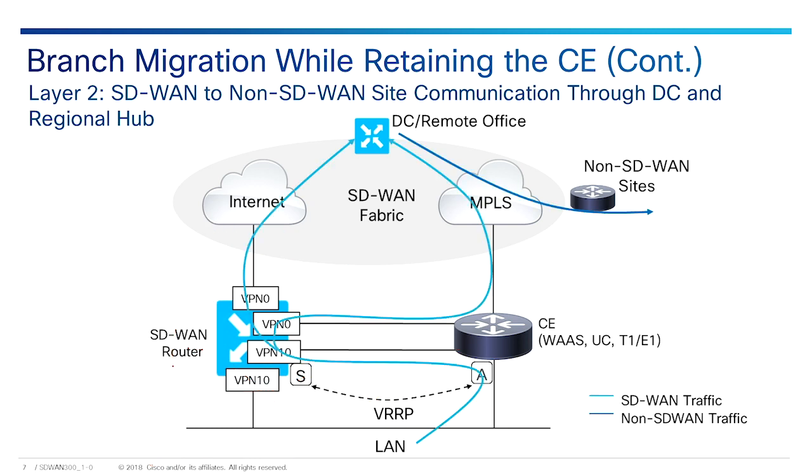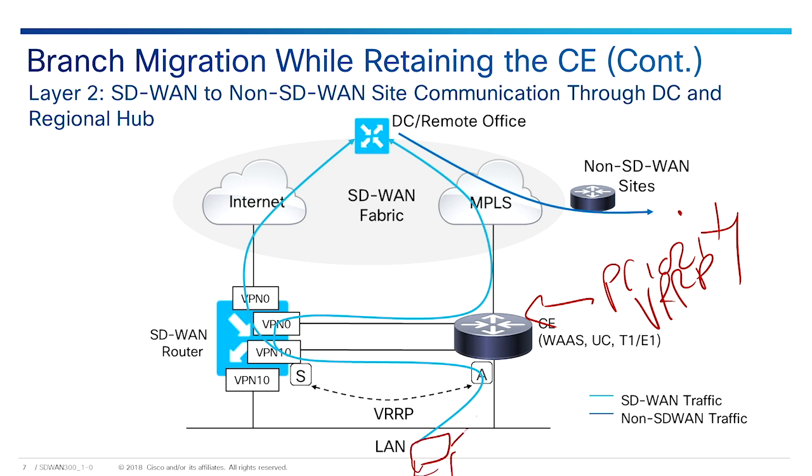The end result here is that all outgoing traffic goes first to the CE. Remember, because the CE is priority for VRRP. So even if you're a PC here, your default gateway is always going to be that guy as long as he's up and running. Then, from the CE to the SD-WAN router, actually, I'm not going to draw that. Just follow the blue line, and you'll see where it's going.